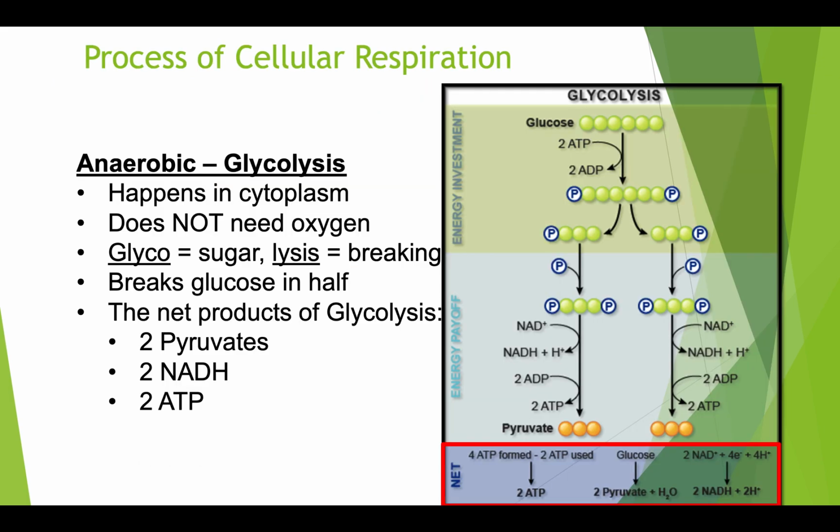All right, so anaerobic glycolysis. This is a part that does not require oxygen. It happens in the cytoplasm. Again, does not need oxygen. Glyco is the sugar. Lysis means breaking down. So glyco is glucose, that describes the type of sugar. Lysis is telling you what is happening to it. It is breaking it down. So glycolysis literally means the breaking of glucose. The net products of glycolysis, we have 2 pyruvates, 2 NADH molecules, and then 2 ATP molecules.